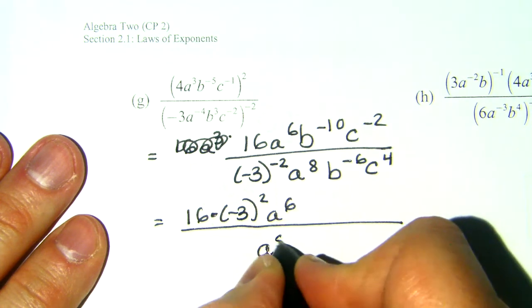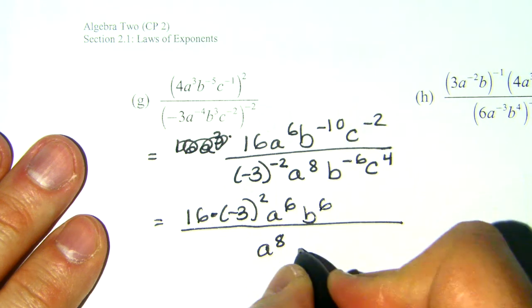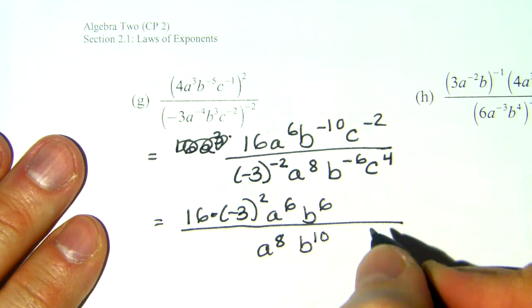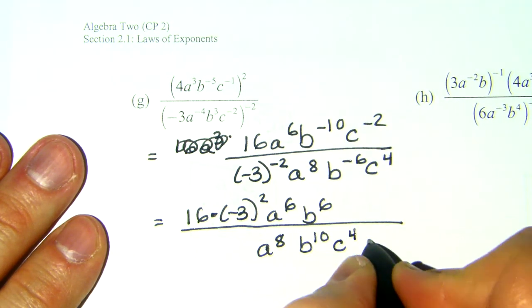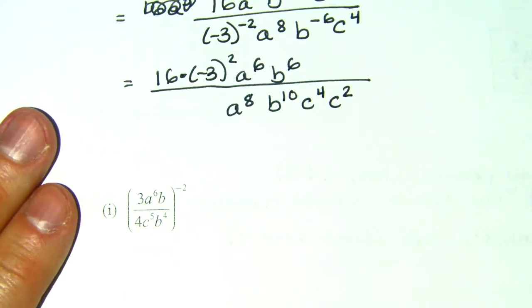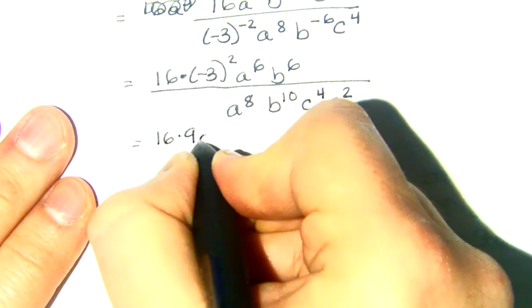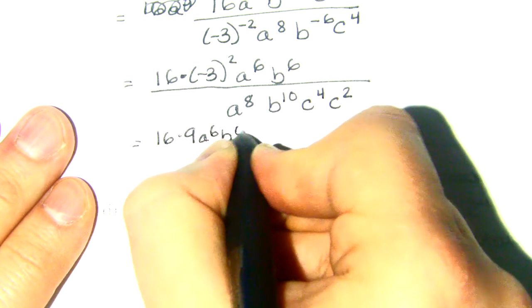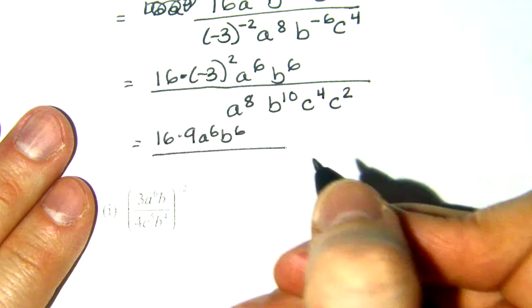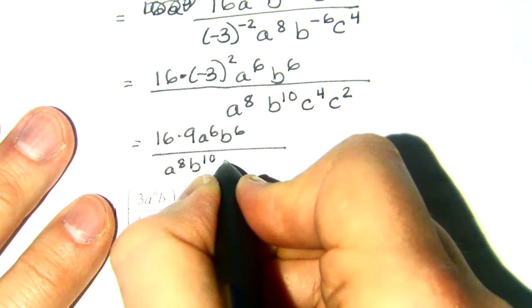A to the 8th stays. Both my b's are going to switch places. B to the 6th on the top, b to the 10th on the bottom. C to the 4th stays in the bottom, c squared gets moved to the bottom. Negative 3 squared is 9, so 16 times 9. A to the 6th, b to the 6th, over a to the 8th, b to the 10th, c to the 6th.